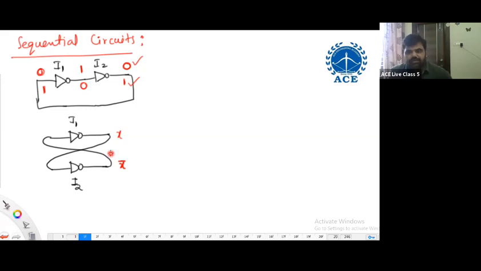But where should I feed the information in this? Is there any input terminal to feed the information? We don't have any input terminal to feed the data which I would like to store in this memory element. This memory element is capable of remembering 1-bit data.